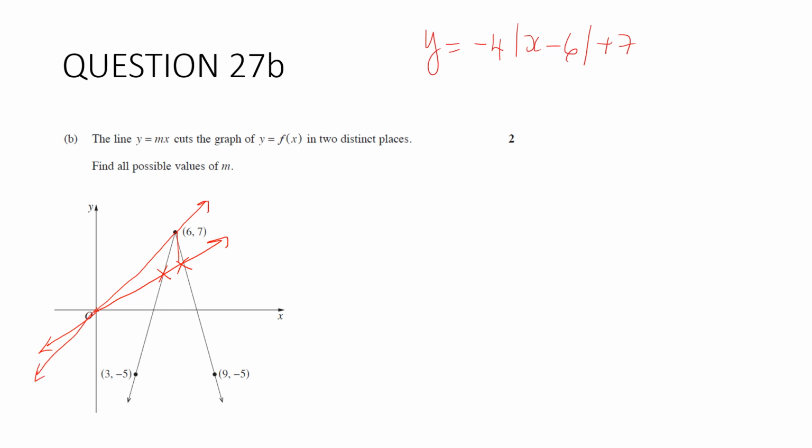So let's work out the gradient at that point. We'll just use rise over run, that's 7 over 6. So we want m to be less than, not equal to, 7 over 6. But is that the entire answer?